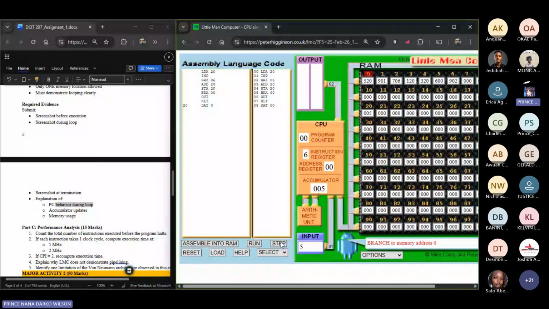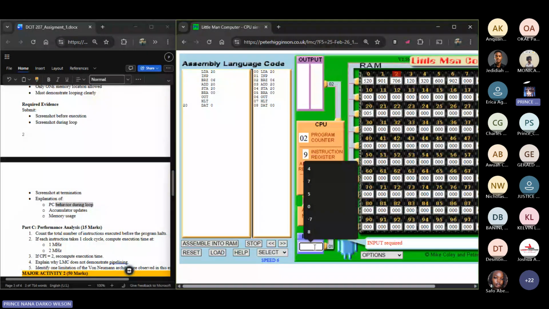So the program counter has jumped back to address 0. It has branched. So now that it has branched back to address 0, we can step again, right? So step. Then it reads the value for 20 into the accumulator. It asks us for an input, so we enter the input of 5.